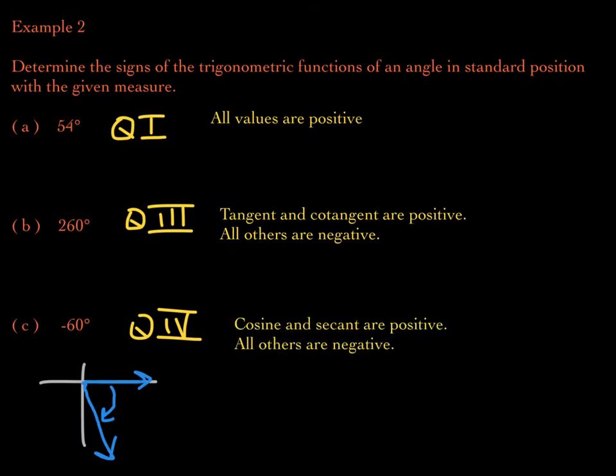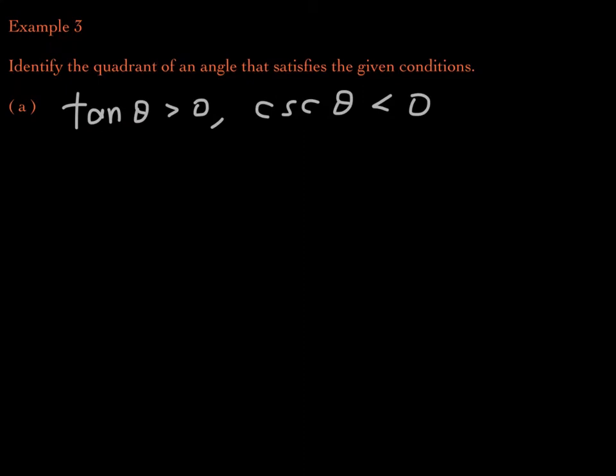All right, very good. Let's keep on going. Let's look at another example. All right, check this out. Identify the quadrant of an angle that satisfies the given conditions. Tangent of theta is positive and cosecant of theta is negative. So you have to find the quadrant that meets both of these conditions. Now, I like to do this problem the following way.